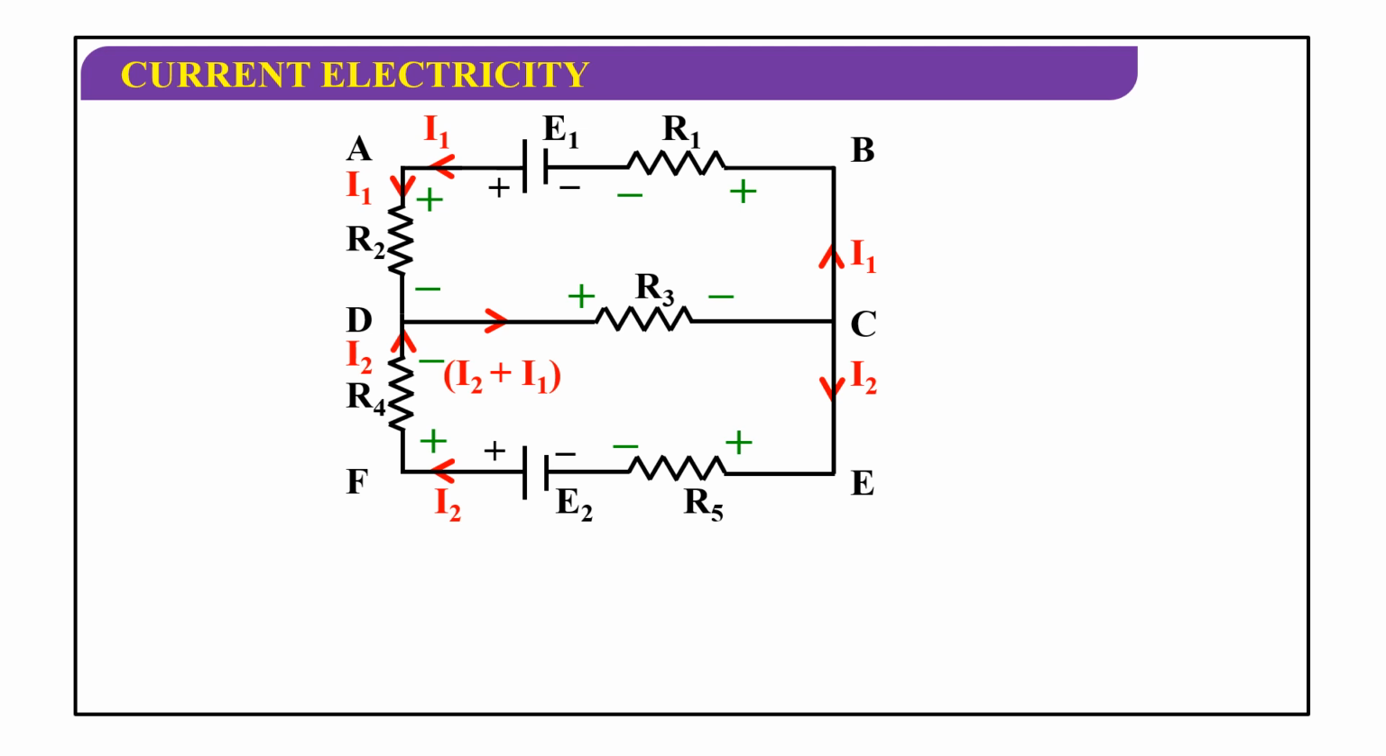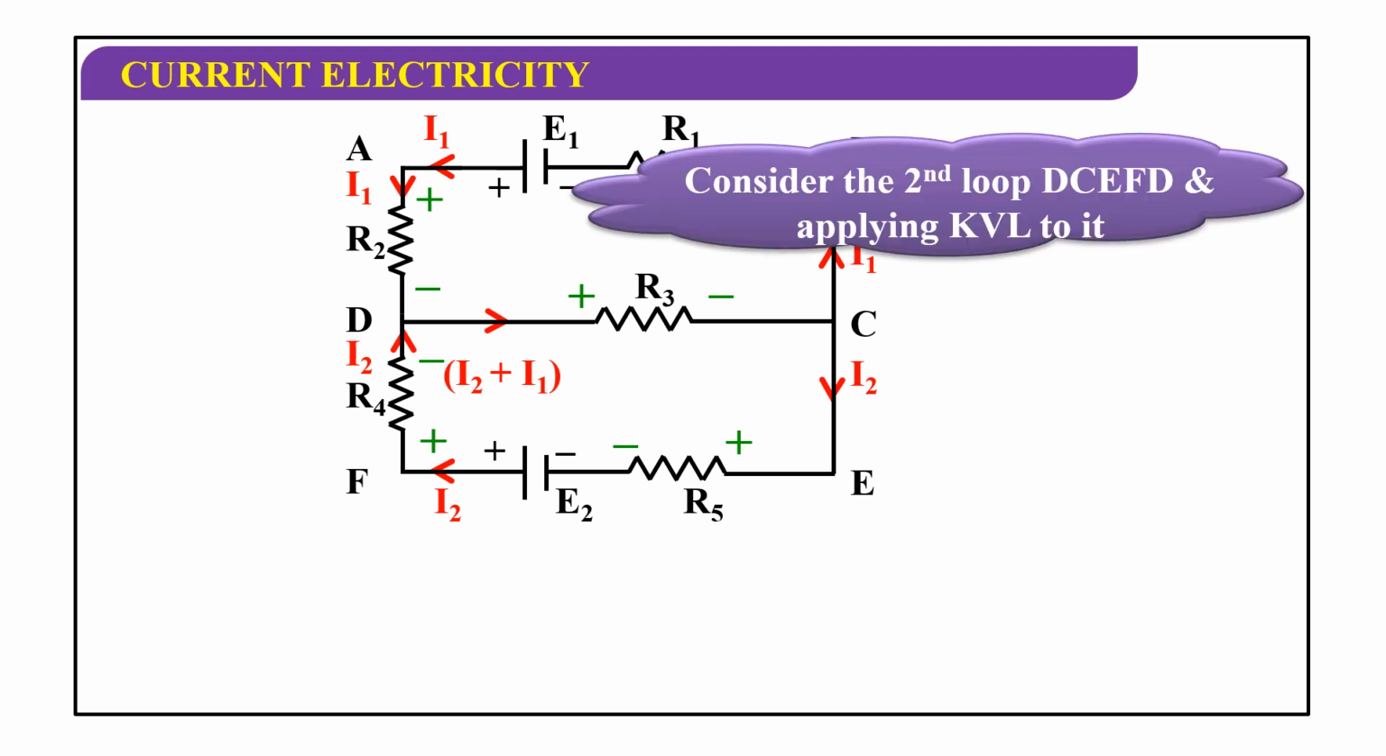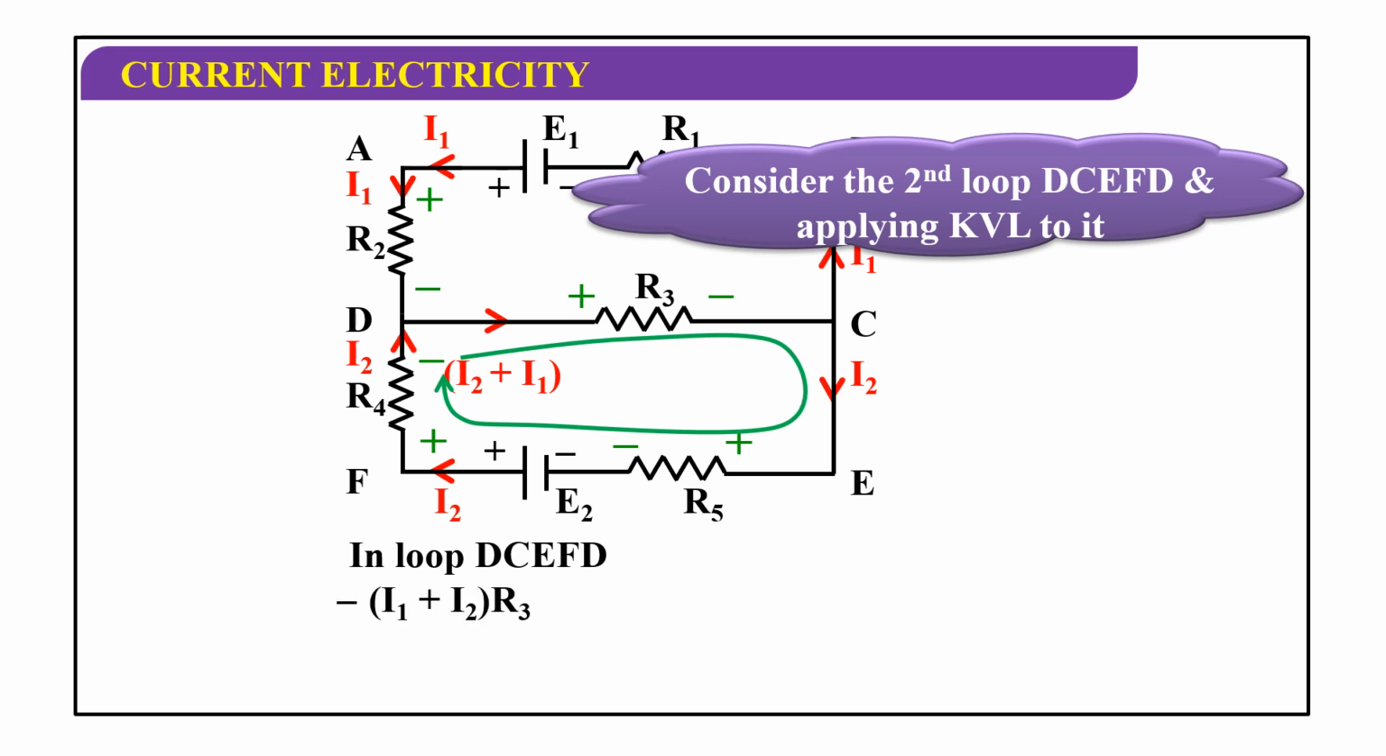Now this is the complete diagram. We again pause it, please, and look at this very carefully. Now we consider the second loop, D, C, E, F, D, and we apply KVL to it. I1 plus I2 into R3, negative of that. I2 R5, negative of that. Plus E2. I2 R4, negative of that, following the previous direction, is equal to 0.